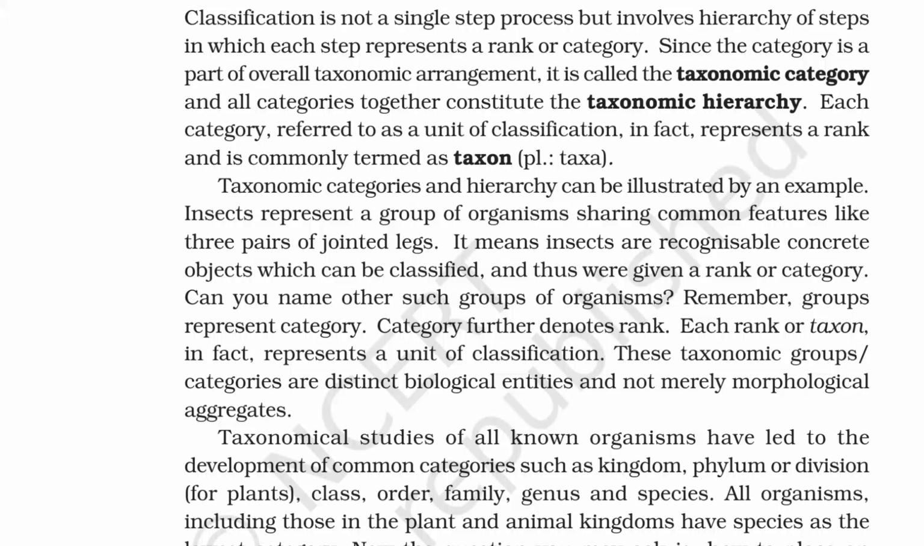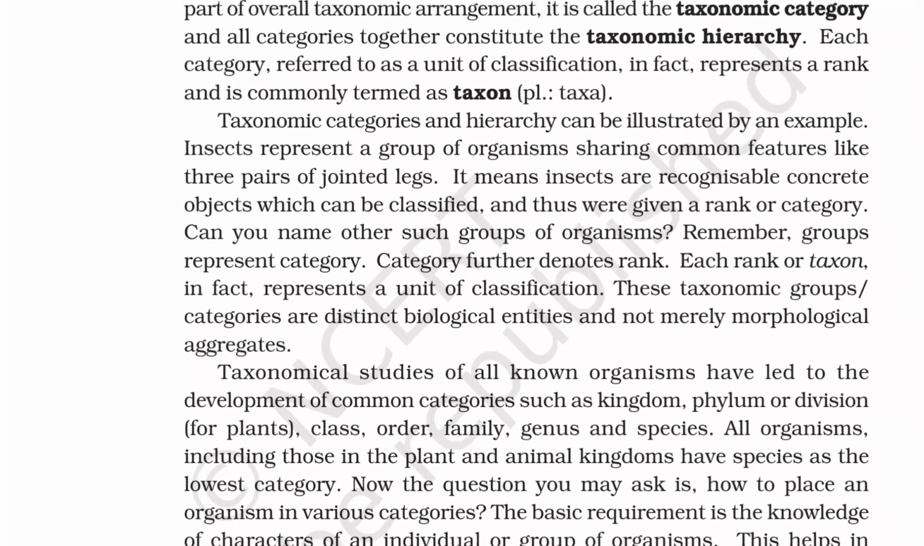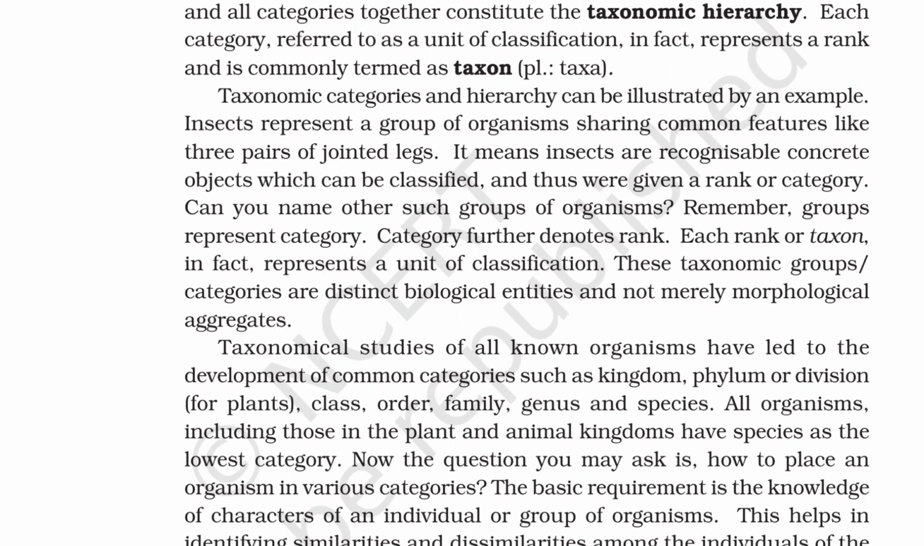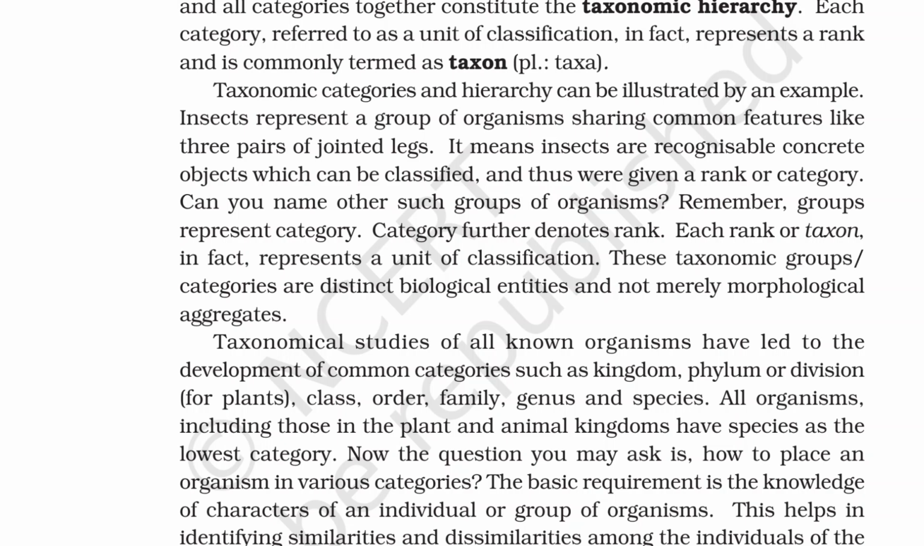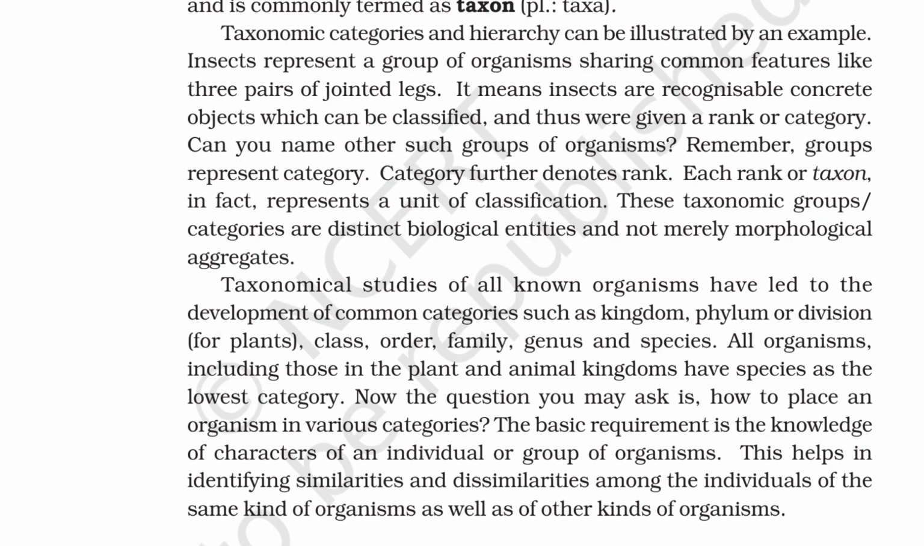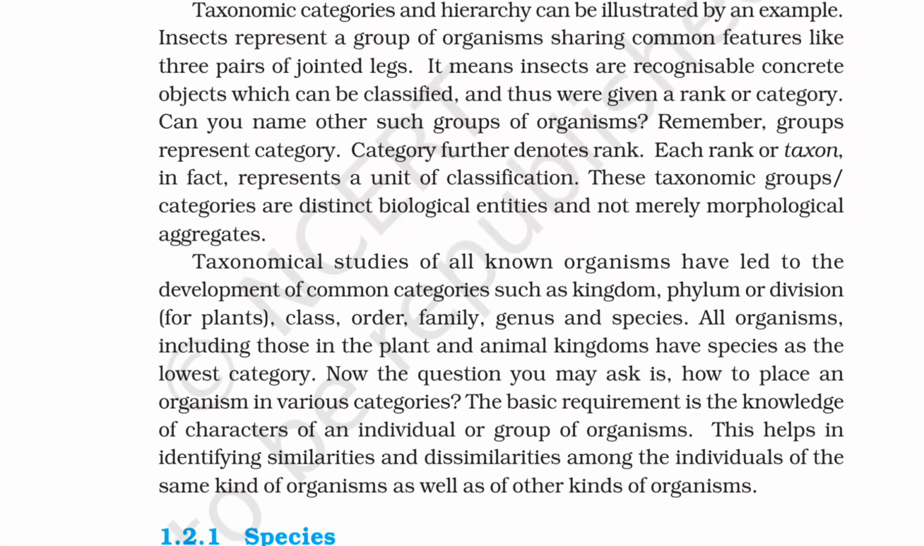Taxonomic categories and hierarchy can be illustrated by an example. Insects represent a group of organisms sharing common features like three pairs of jointed legs. It means insects are recognizable concrete objects which can be classified. Thus, we give them a rank or category. Can you name other such groups of organisms? Remember, groups represent the category, and category further denotes rank. Each rank or taxon represents a unit of classification. These taxonomic groups and categories are distinct biological entities and not merely morphological aggregates.